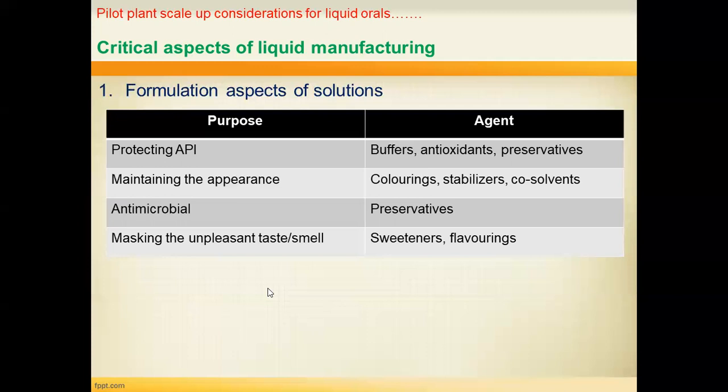A well-defined technology transfer system you have to use, and orderly arrange all equipment. All are the processes you can use in liquid manufacturing. You have to arrange the equipment in an orderly way to avoid any problems in manufacturing. So these are the considerations you have to consider when you start with the pilot plant and the scale up considerations for liquid orals.